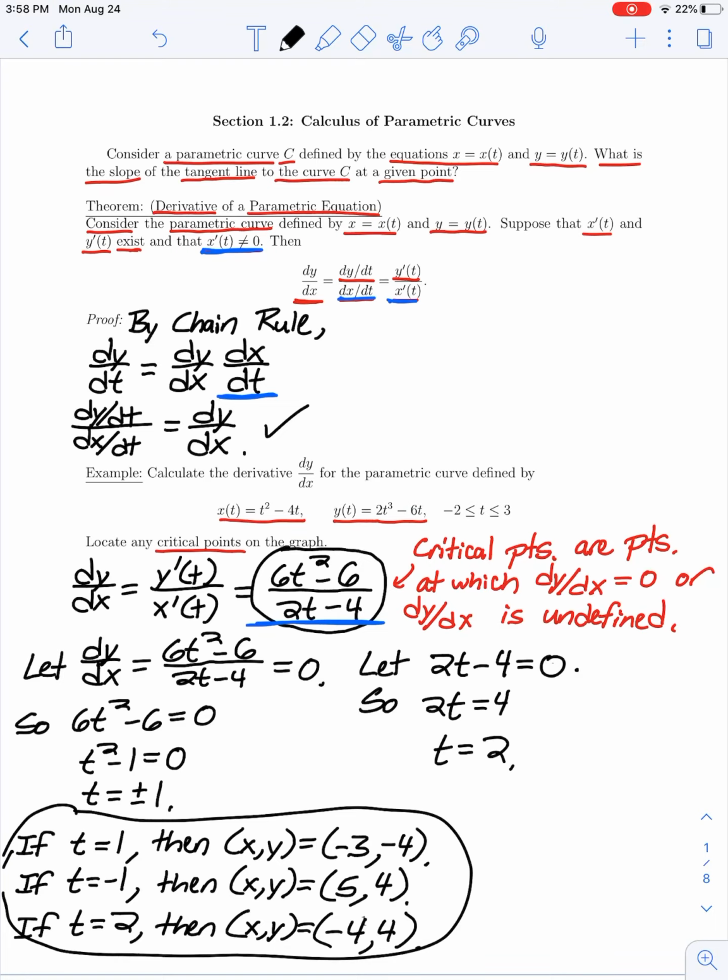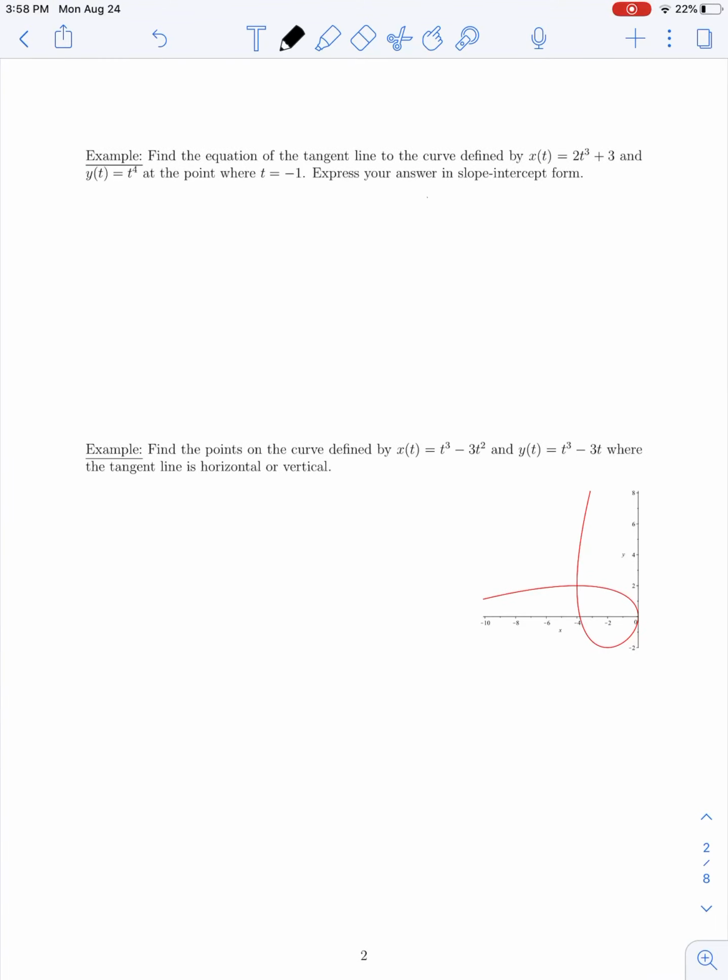Okay, so let's look at some other examples. In this next example, we are asked to find the equation of the tangent line to the curve defined by the equations x of t and y of t at the point where t equals -1, and we want to express our answer in slope-intercept form. So here, in order to find the equation of a line, we need 2 things. We need the slope of the line. So for the slope of the tangent line, that would be the derivative. And we need a point on the line.